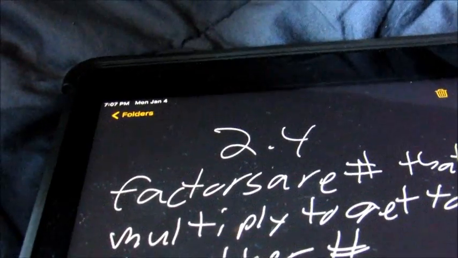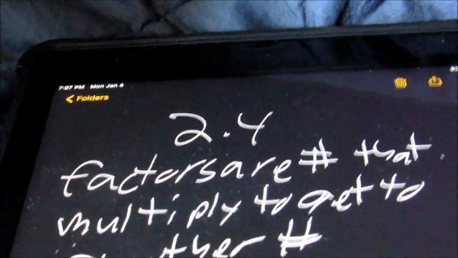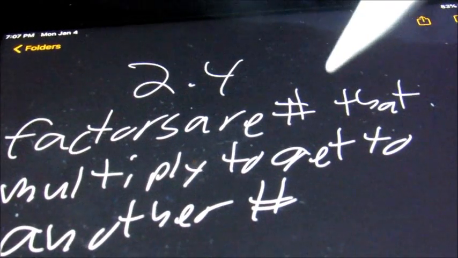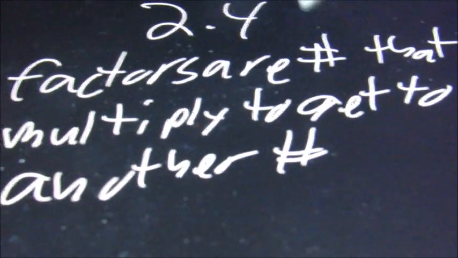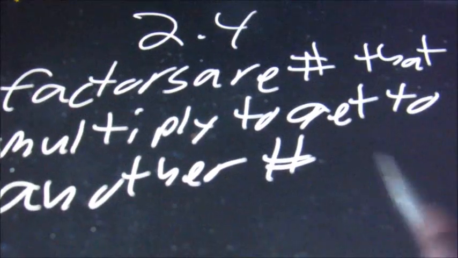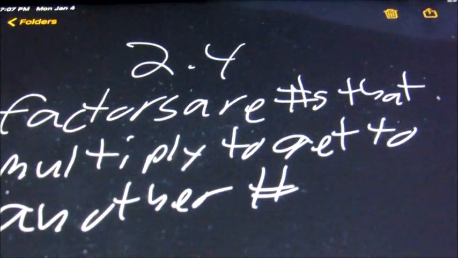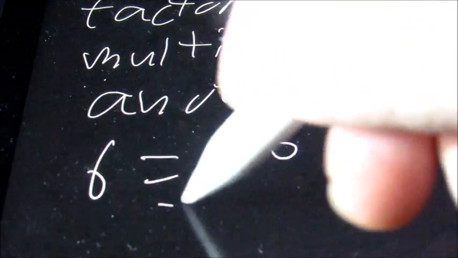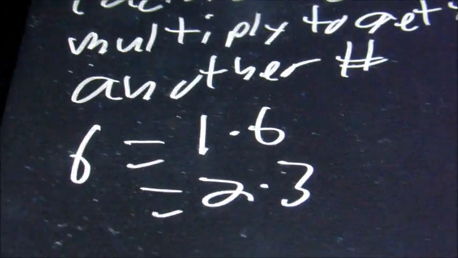We're talking about factors and multiples here. So the first thing is factor. Now factors are numbers that multiply to get to another number. So for instance, we have 6. If we wanted to multiply two numbers to get to 6, we could say 1 times 6. We could also say 2 times 3.